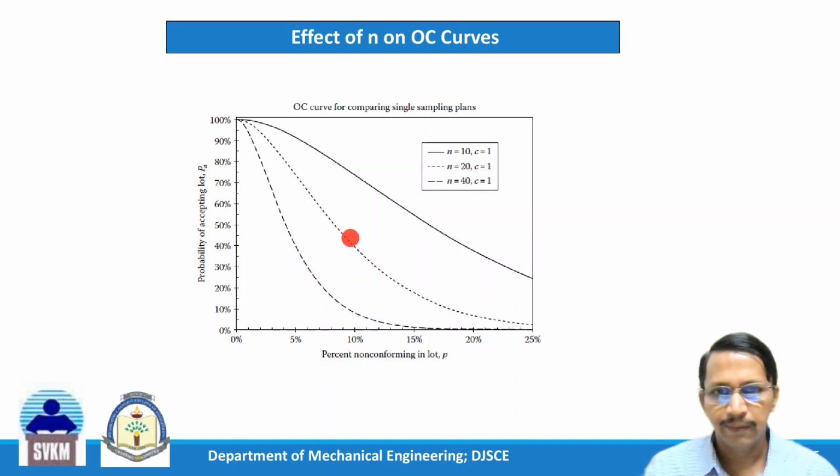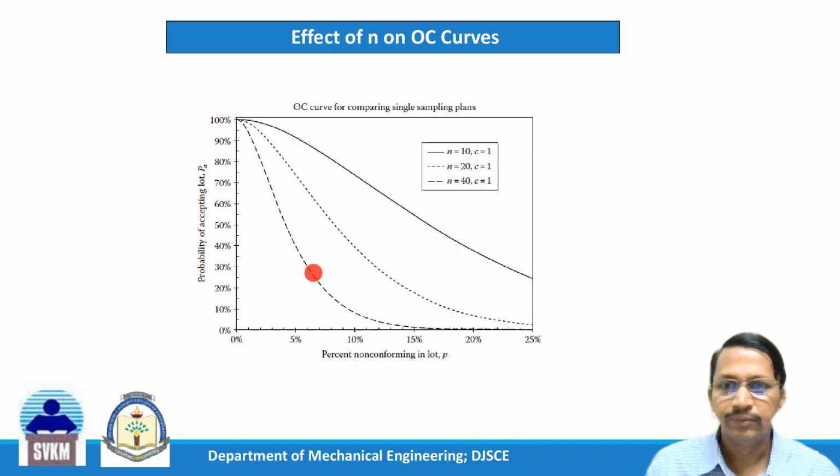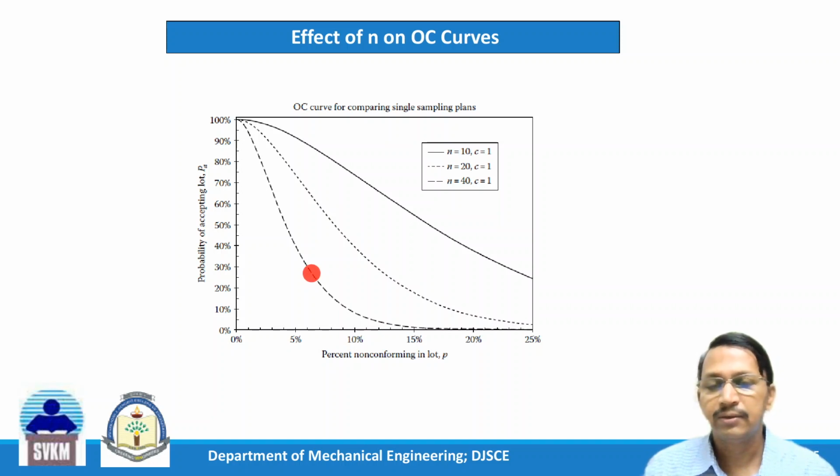Then this is the second curve, for sample size 20, acceptance number 1. And this is the third curve, for sample size 40 and acceptance number 1. So you can see gradually sample size 10, 20, 40. As the sample size goes on increasing, the curve approaches the ideal curve. The distinguishing power between good and bad lots for this curve is definitely more than this, and for this it is more than this. So the more the sample size, the better the curve.